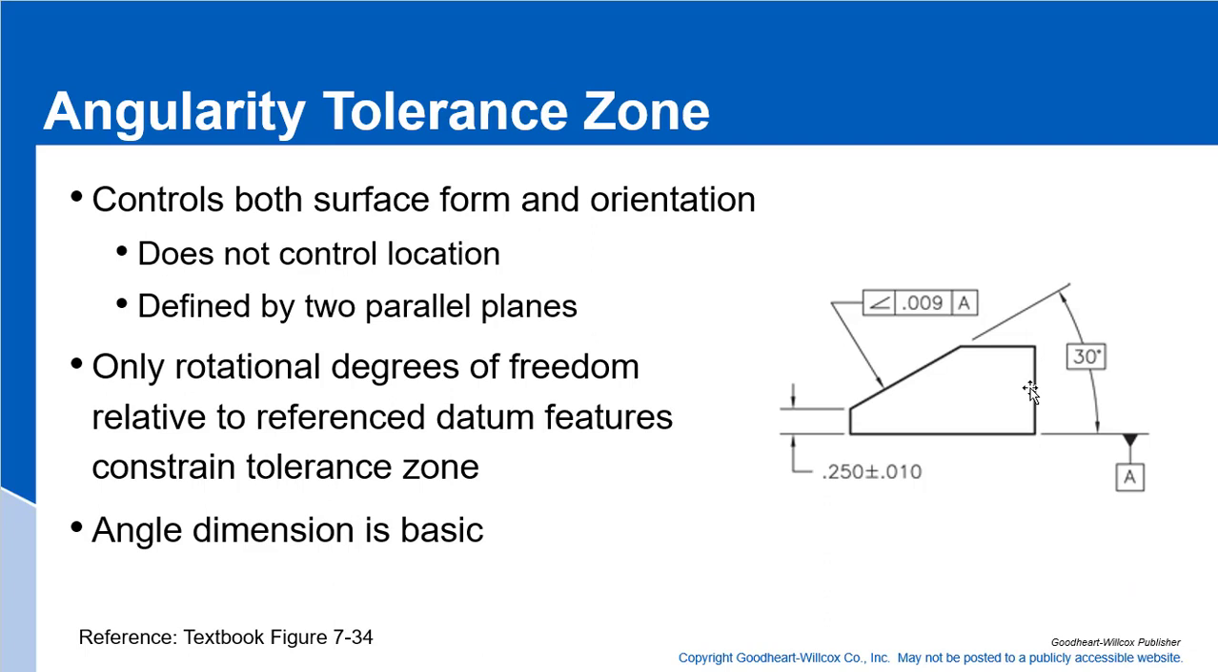Here we've got an orthographic view. We have an angularity tolerance applied to a surface with a leader. The actual true orientation would be this 30 degrees. It's a basic dimension, so the angle is always defined with basic. Then we have a size dimension that essentially determines the location of this feature relative to datum A. So we have a size dimension, a basic angle dimension, a datum A surface here, and our tolerance applied with a leader to our angled surface.